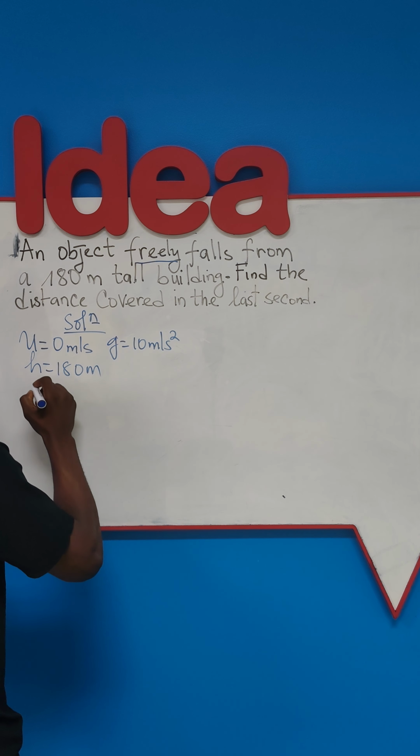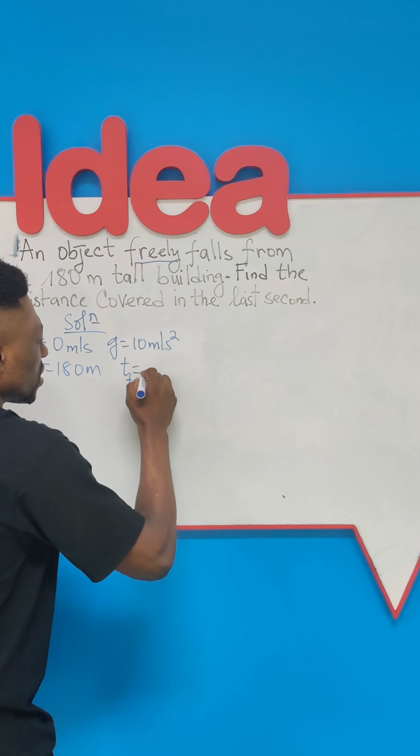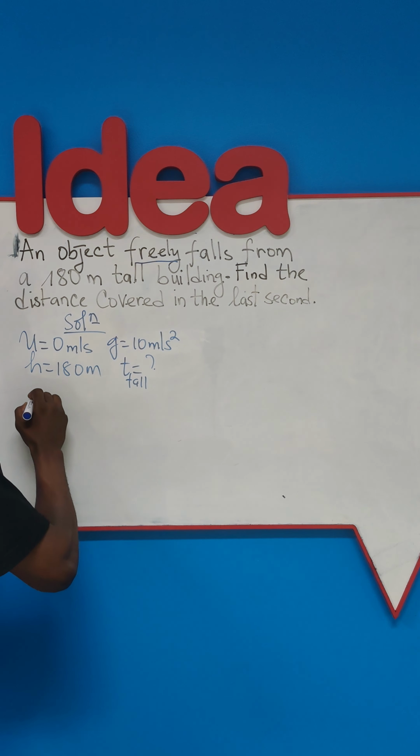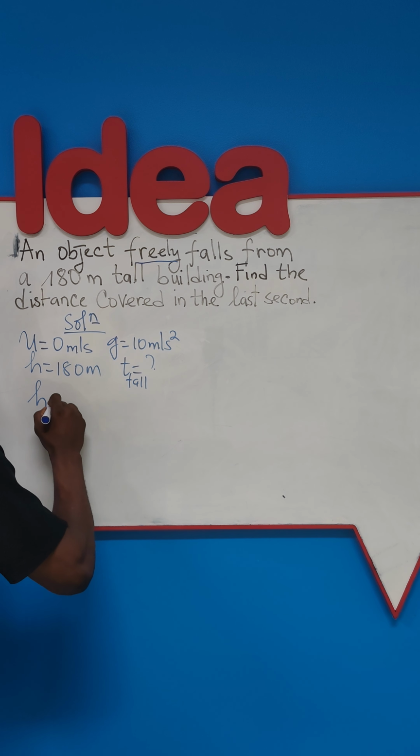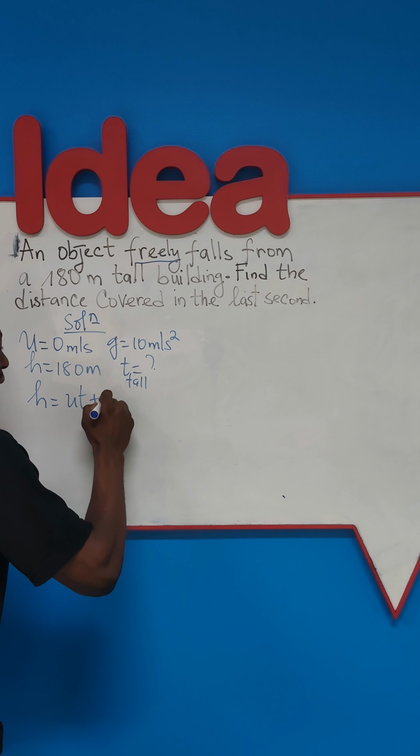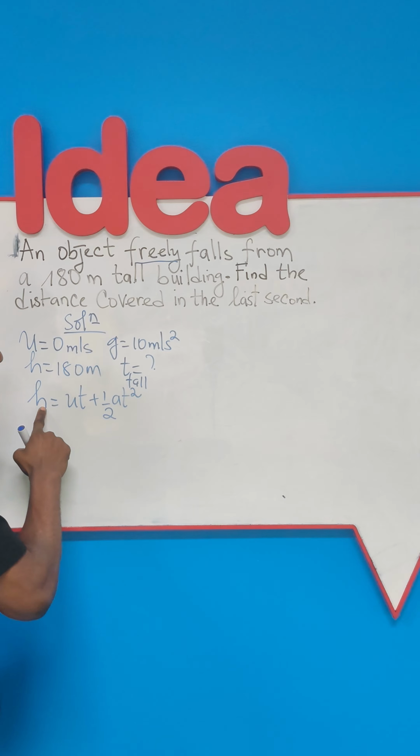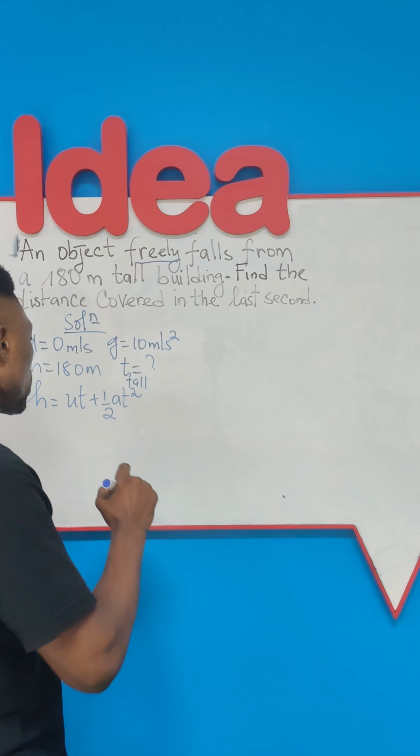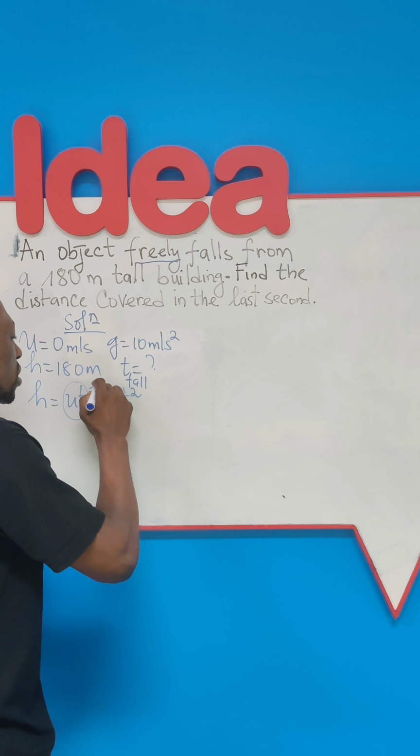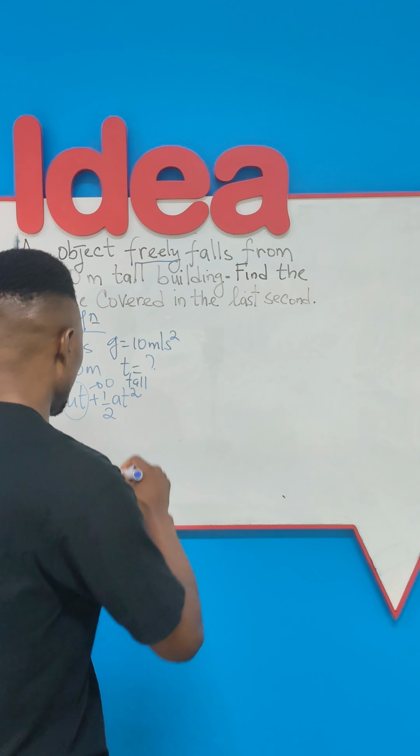I start by finding the total time of fall. From the third equation, it's always important to start by writing the equation: H = UT + ½AT², all right? In this equation, H is the height, U is the initial velocity, and T is what we are looking for. But this term here will boil down to 0. Why? Because it freely falls, so there was no initial velocity, dear friends.